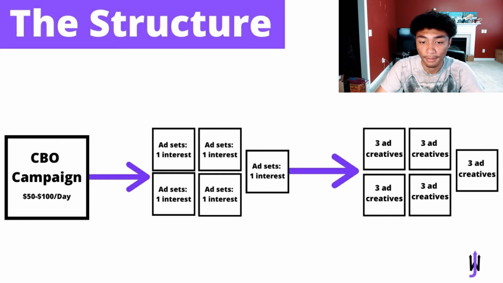So CBO campaign, $50 to $100 a day. You want to have 5 different ad sets with 1 interest within them. Do not bunch a handful of interests into 1 ad set. We want to know exactly what interests work and what do not work. And then you want to have 3 ad creatives within each one of these ad sets with the 3 different scroll stoppers.